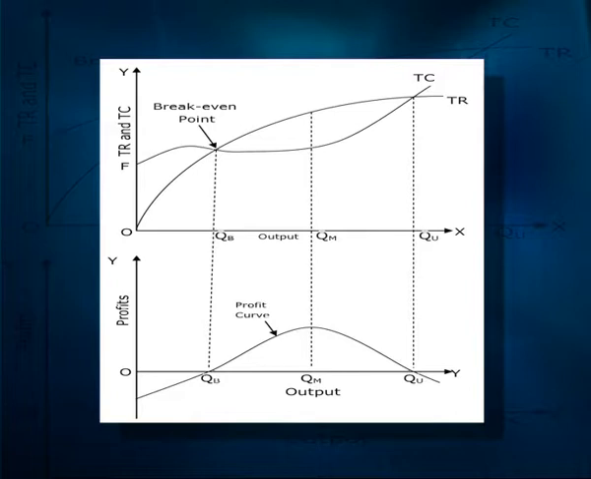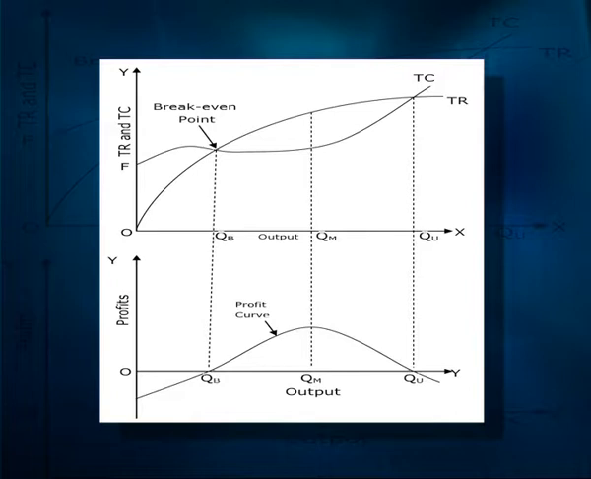Beyond the point B, or output level OQB, total revenue becomes larger than total cost and profits begin to occur to the firm. It will be noticed from the figure that the profits are increasing as the firm increases production to output OQM, since the distance between the total revenue curve TR and the total cost curve TC is widening. At OQM level of output, the distance between the TR curve and TC curve is the largest and therefore profits will be maximum. If the firm expands output beyond QM, the gap between TR and TC curves goes on narrowing down and therefore the total profit will be declining.